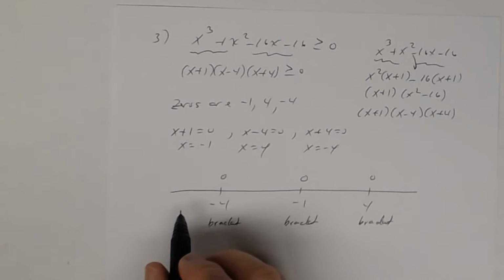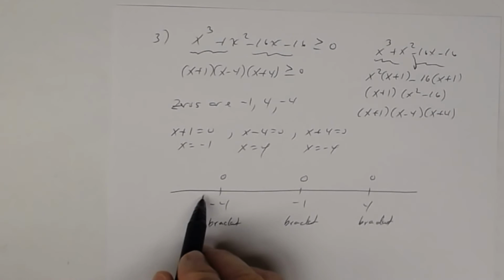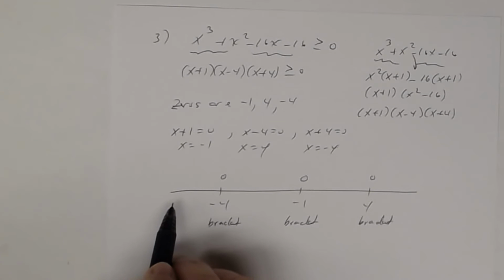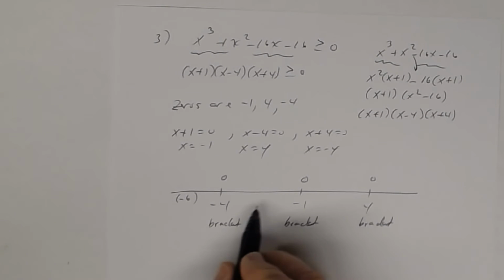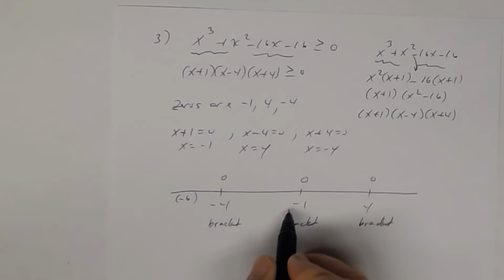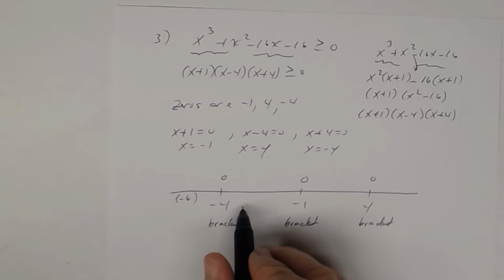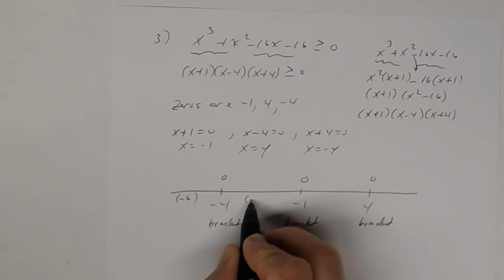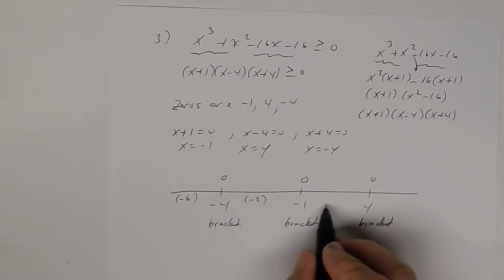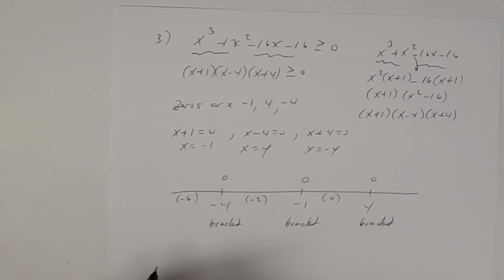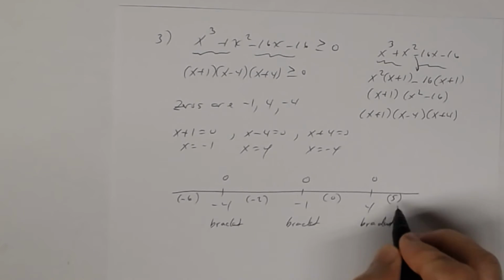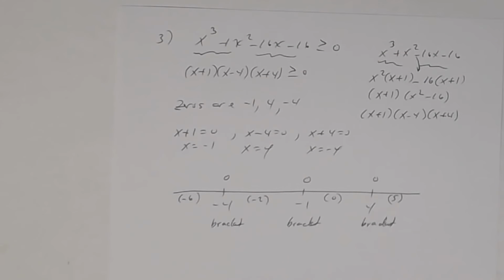Okay, now let's pick the test points. Give me a test point between negative infinity and negative 4. Remember, it's always easiest to use an integer, so let's say negative 6. From negative 4 to negative 1, there aren't that many integers. There's an infinite number of numbers, but we want to use integers if possible. The only integers available would be negative 3 and negative 2. Let's use negative 2. Over here, I can use 0, which is always the easiest to use. And then from 4 to infinity, let's say 5. So those are my 4 test points.